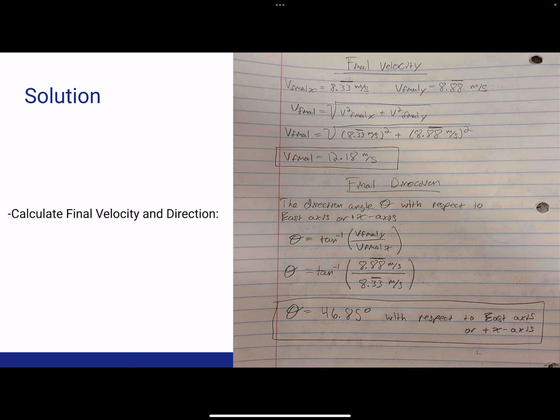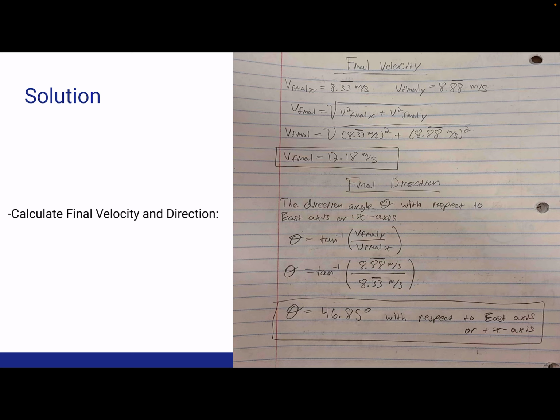Now to solve for the final velocity and direction, we apply the Pythagorean theorem for the velocity. So we take the square root of the final velocity of x squared plus the final velocity of y squared, and we plug in our values to get that the final velocity is equal to 12.18 meters per second.